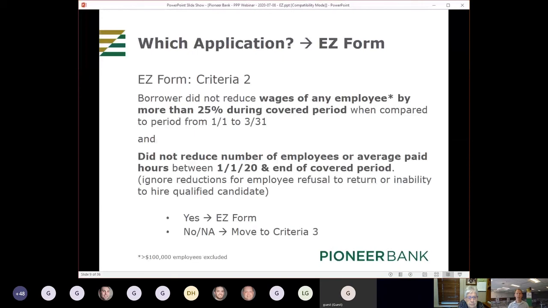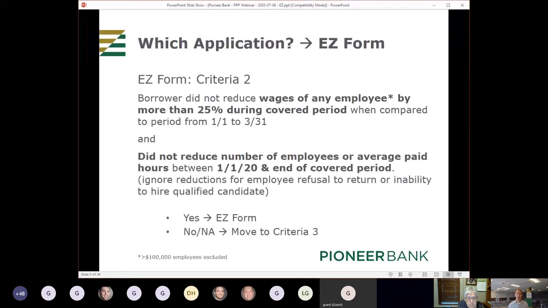The first part of the next criteria is the exact same as criteria 2. Basically, you just can't reduce employee wages by more than 25%. And one thing I did forget to highlight in the last one is the little asterisk next to the word employee. This only applies to employees that were making cash compensation. So this is like wages, not including health insurance or retirement.